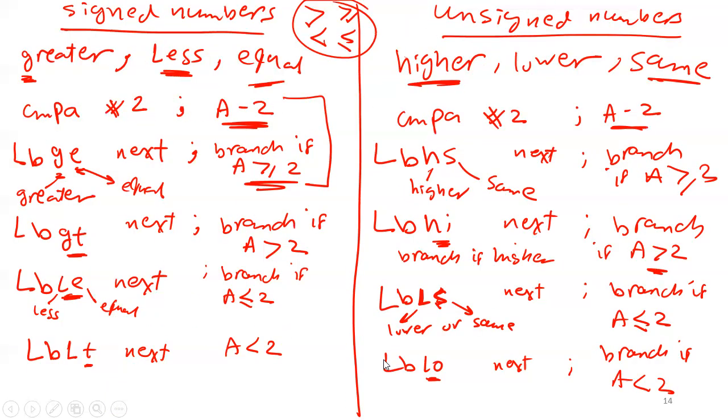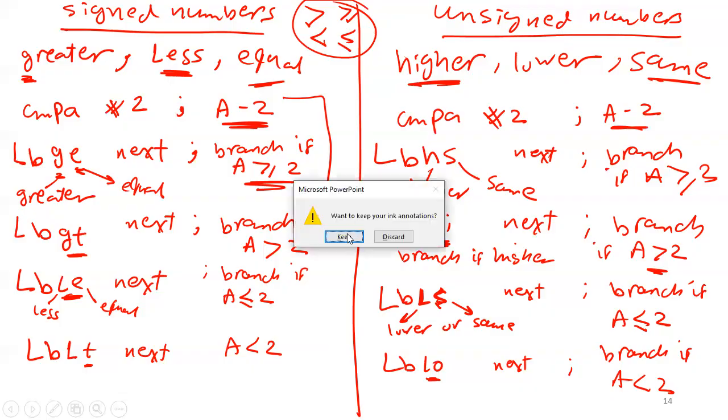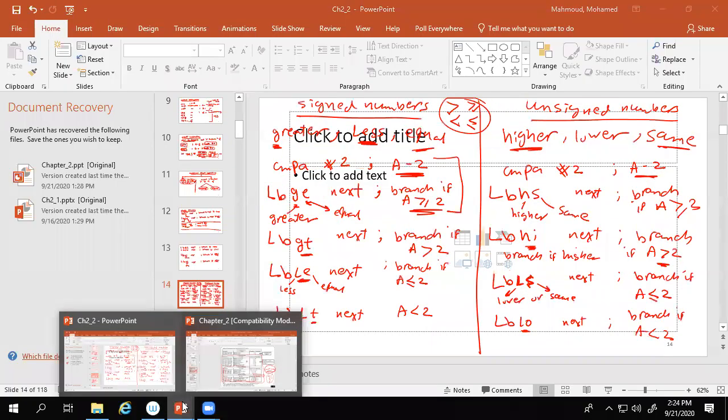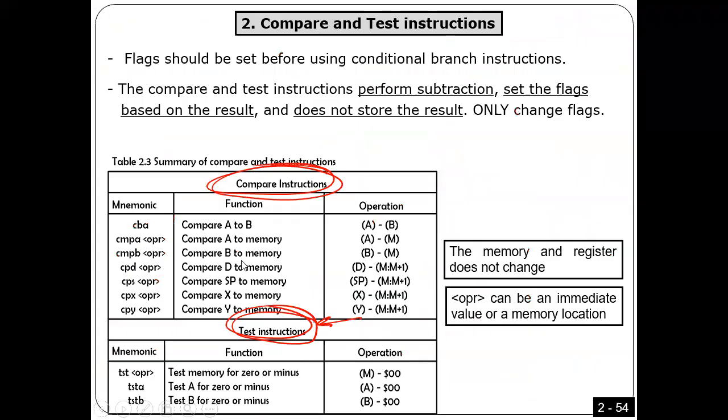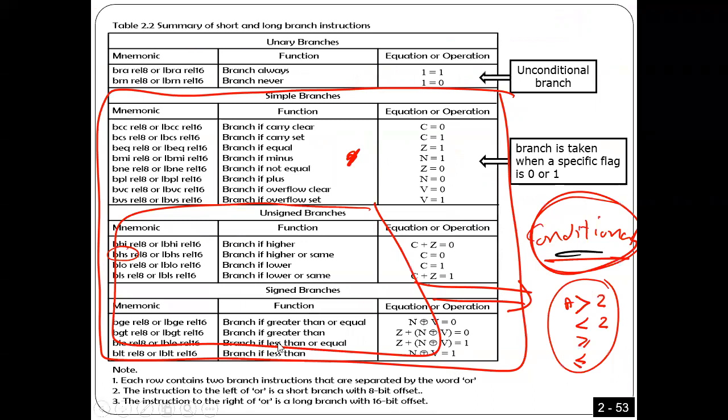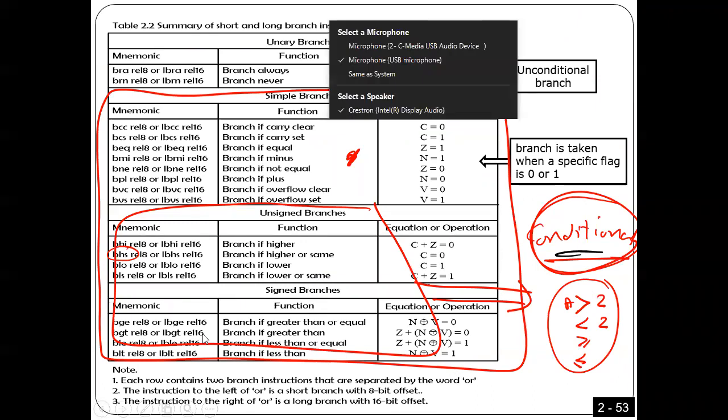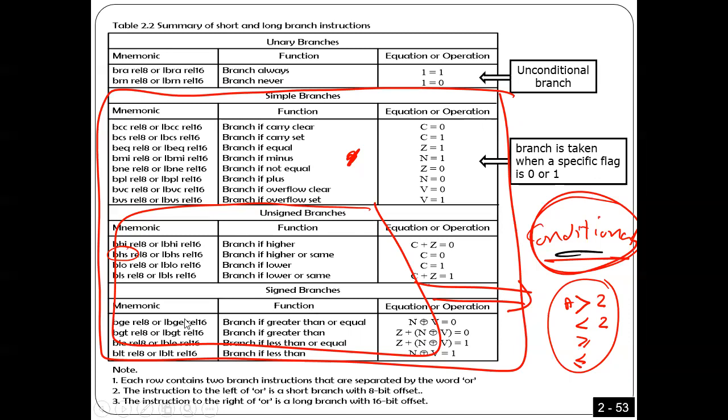Okay, guys. Let me explain what I did and what I'm going to do right now. What I did: I explained number 1, the compare instruction. Number 2, I explained the branch instruction, the different kinds of branch instruction. I told you that to make a condition, I have to use 2 instructions, 1 compare and 1 branch. That's what I said.